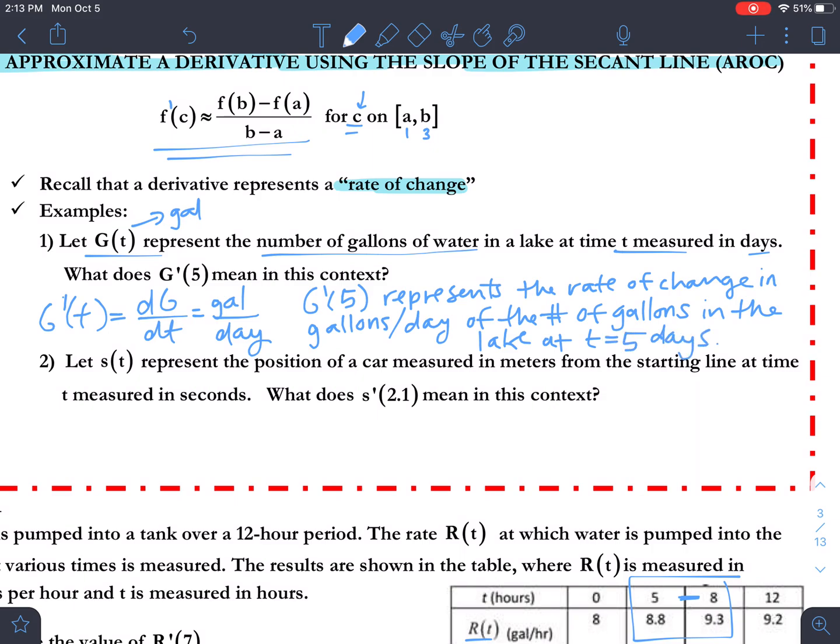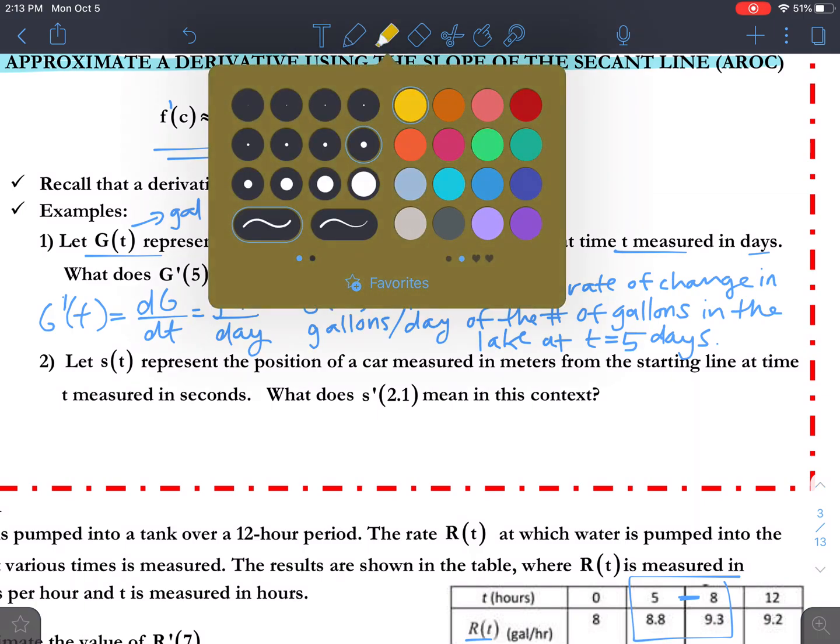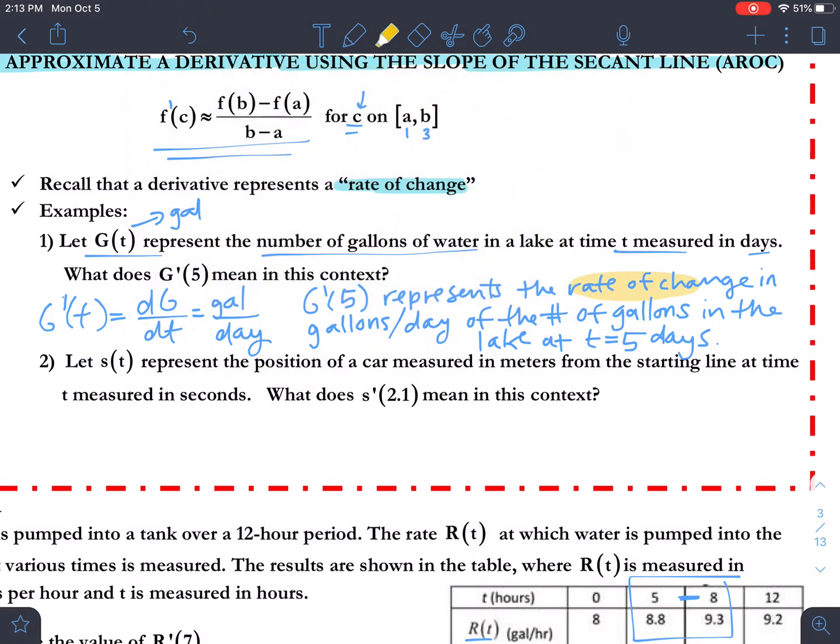Okay, so let's read that again. So g prime of 5, that represents the rate of change, okay, that's the slope, right? So the rate of change, that derivative, in gallons per day, we want to mention that unit, of the number of gallons. So how did the gallons change in the lake? That's really what we're looking at. You measure the gallons one day, you want to know how is it changing. Is it increasing? Is it decreasing? We'll talk about that more today. So in the lake at specifically 5 days, and we get that 5 from g prime of 5.